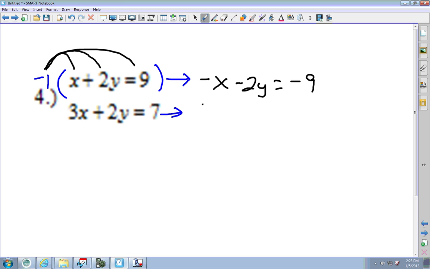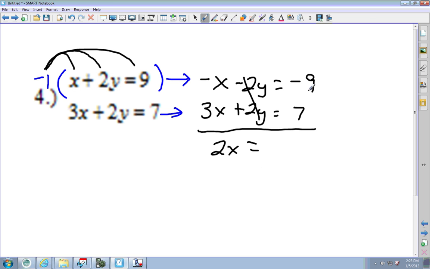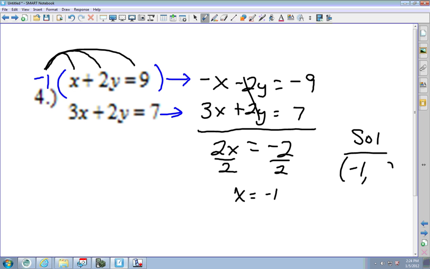I'm going to rewrite the bottom. 3x plus 2y equals 7. Well, let's put these together now. -x plus 3x is 2x. -2y plus 2y, that makes 0, equals -9 plus 7, -2. I'm going to divide by 2. X equals -1. So my solution, I have x that equals -1, and then whatever your y is.